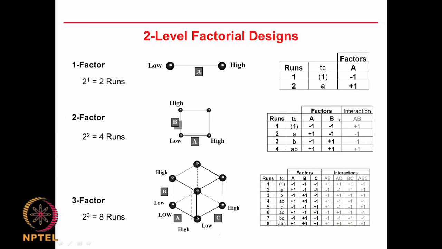So, this is one way of representing. Minus 1, plus 1, minus 1, minus 1, plus 1, plus 1, plus 1. Another way of representing these 4 experiments is like this. We call it 1, that is the base level, minus 1, minus 1, and then when you call it small a, that means factor A at a higher level. When you call it factor B, factor B is at higher level. When we call AB, factor A as well as factor B at higher level. So, this is one way of representing, this is another way of representing.